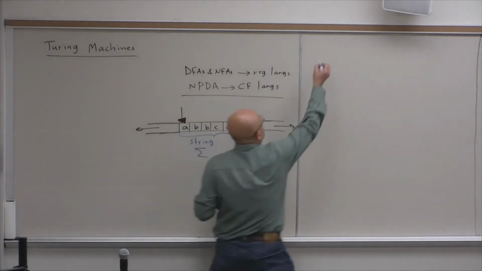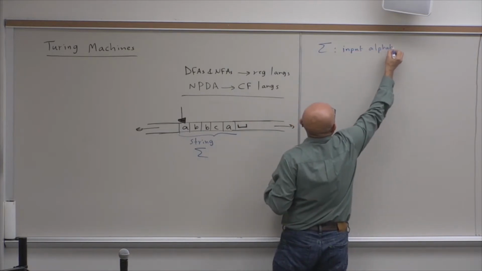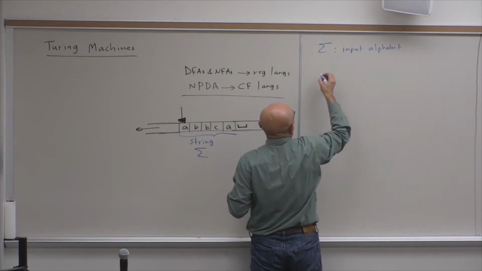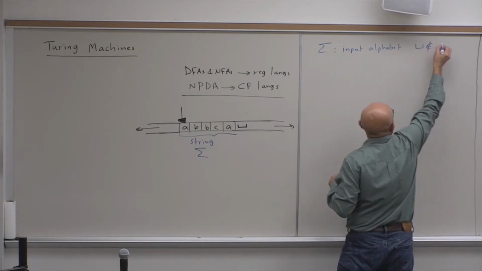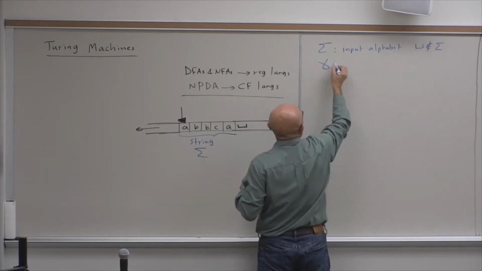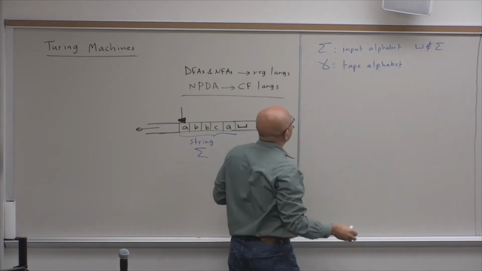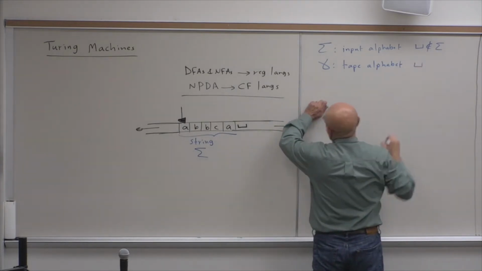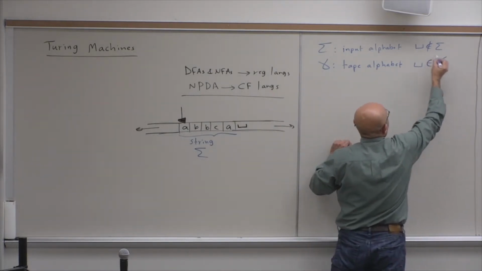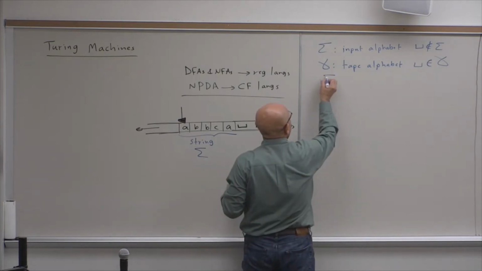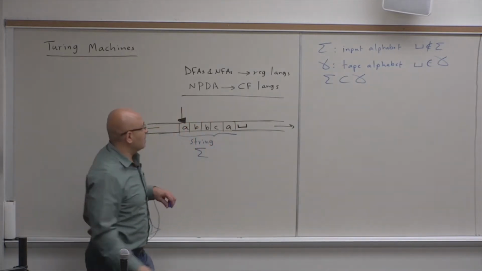So sigma is the input alphabet, and this blank symbol does not belong to sigma. Gamma is the tape alphabet, and this symbol that marks the end of the string belongs to gamma, and sigma must be a subset of gamma. Sigma is a subset of gamma.